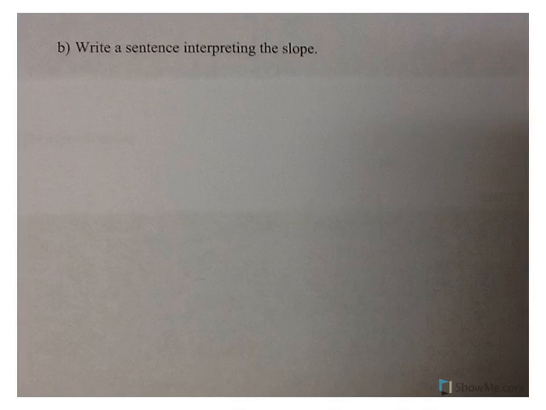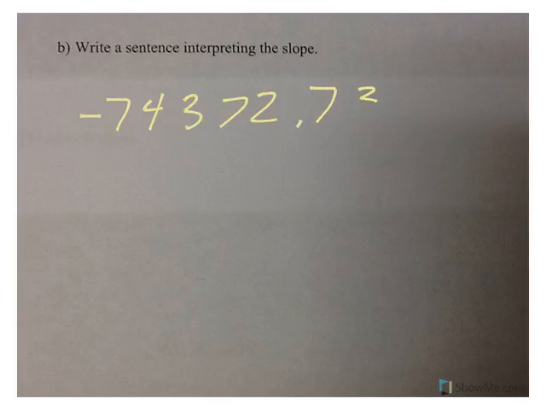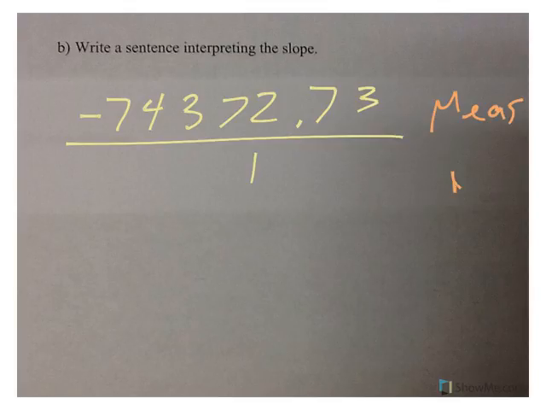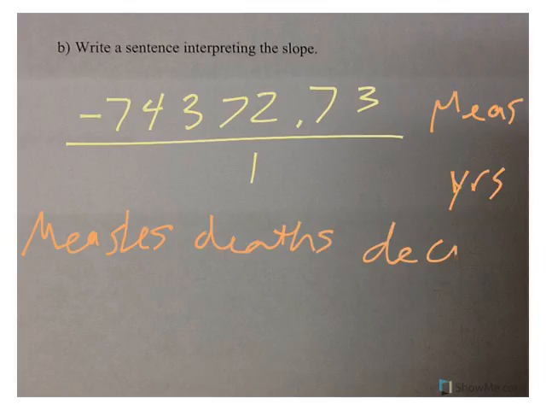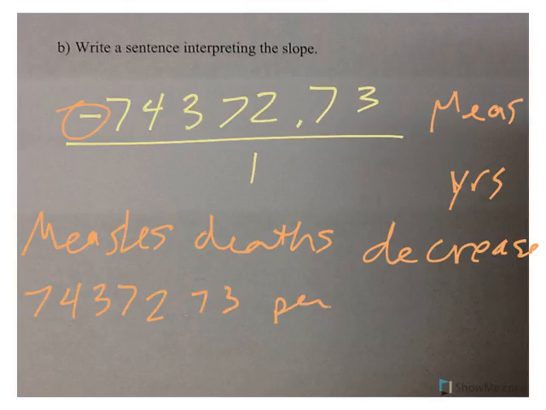So write a sentence interpreting the slope. Well, the slope was negative 74,372.73, and I made it a decimal, so it's over 1. Now, this is measles deaths, and this is per year. So measles deaths decrease. I know it's a decrease because I have a negative here. They decrease 74,372.73 per year after 1980. You've got to have that 1980 in there because that tells you when you started, right? So you've got to have that in there. All right, the next one.